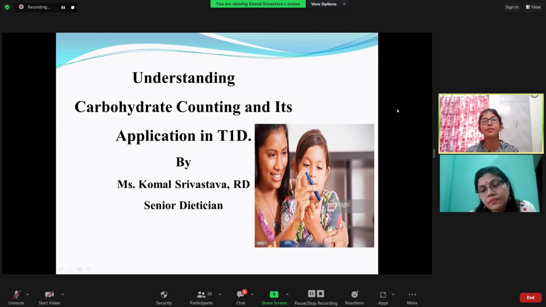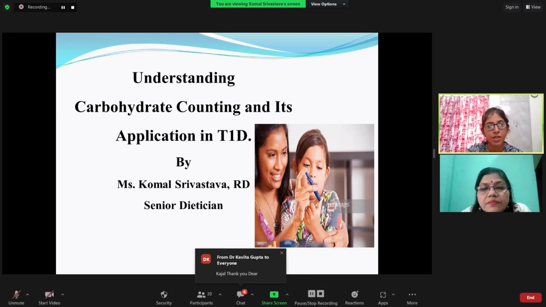So basically, when we are talking about carbohydrate counting and its application in type 1 diabetes mellitus, it is more in the pediatric section. It is not that type 1 diabetes mellitus cannot be seen in your adult population, but yes, when we talk about type 1 diabetes mellitus, it is more common in the pediatric section of the society.